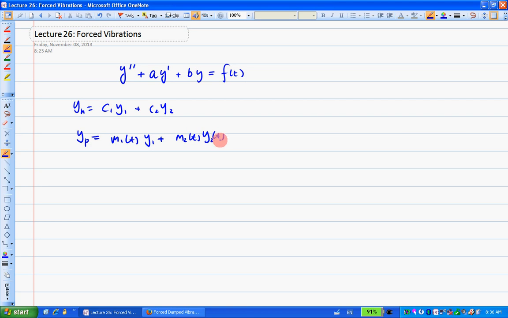And then we substitute this yp prime and yp double prime back into this differential equation. We try to solve for possible values of m1 and m2 such that yp is this particular solution, right? So we got m1 equal to something, m2 equal to something, all right?